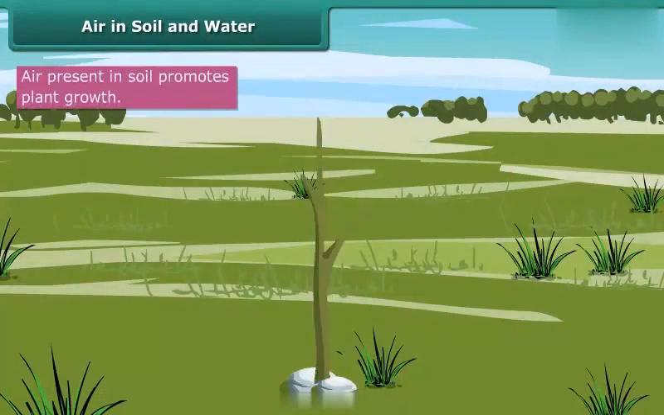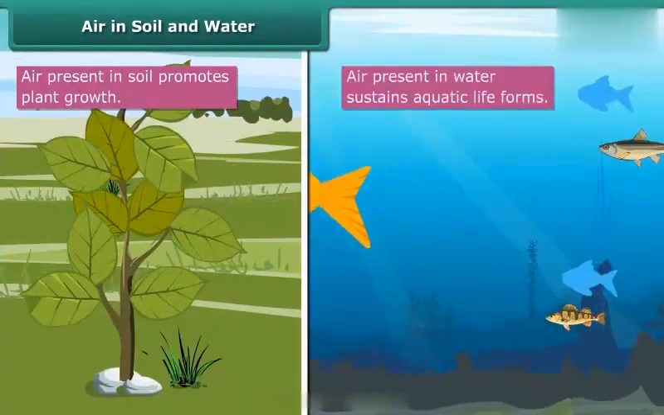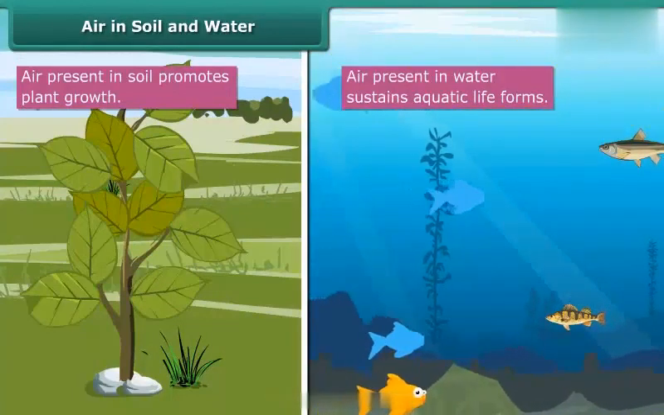Air present in soil promotes plant growth as well. Air is also present in water. It helps fish and other aquatic life forms survive in water.